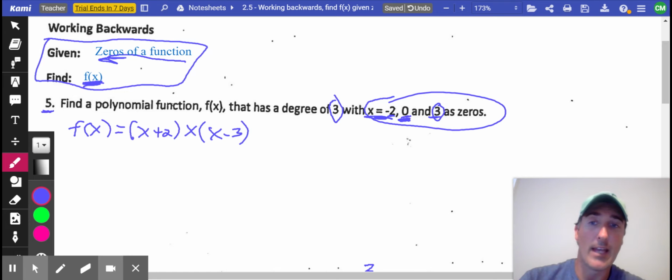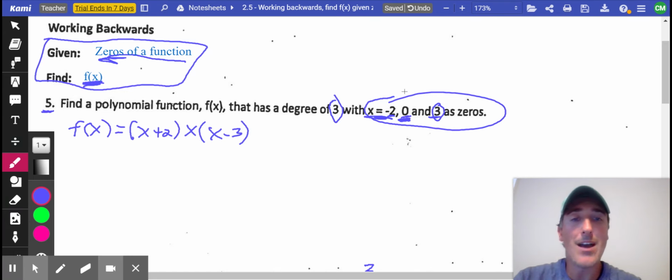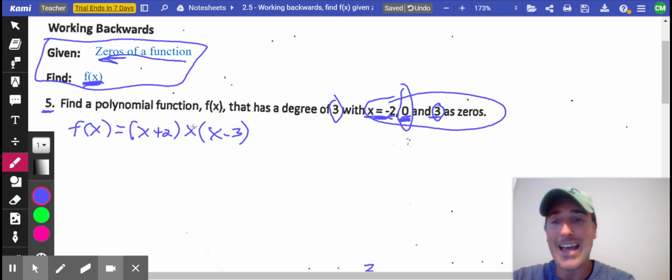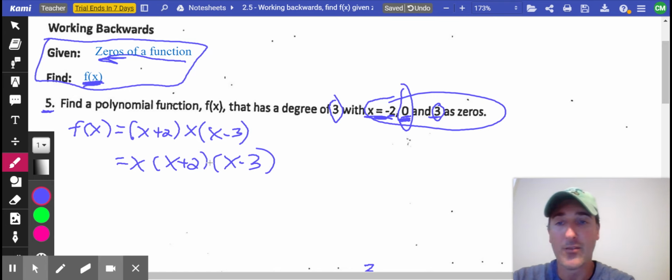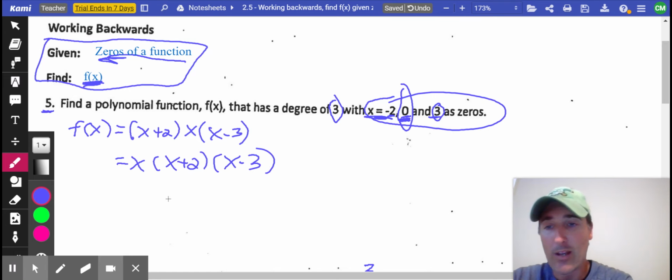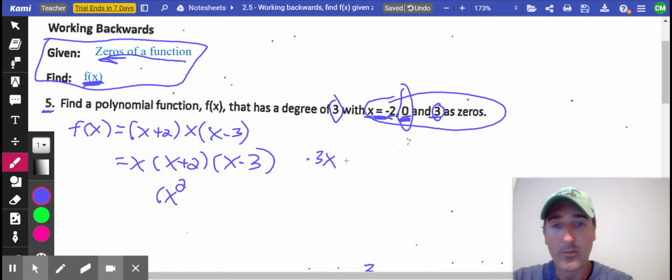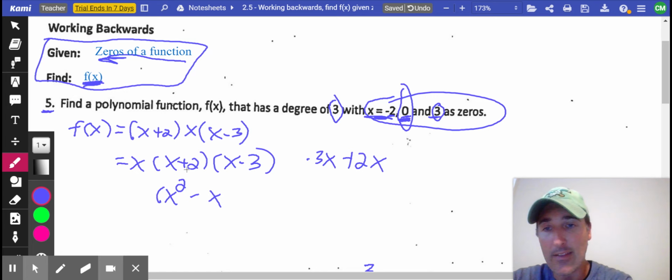I have to FOIL everything out. Now, the easiest thing to do, if you have 0 as a zero, this x, always write that first, and you deal with that at the end. The last thing we're going to do is distribute the x. So I'm just going to FOIL out this x plus 2 and x minus 3. This is going to give us x squared. The outer term is -3x. The inner term is positive 2x. When you combine that, we get minus x. And then 2 times -3 is -6.